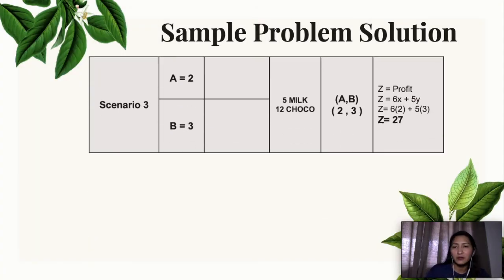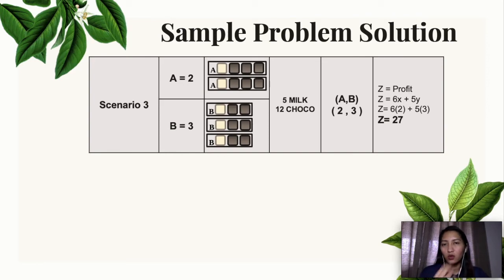And that is, dalawang A at tatlong B. So, kapag dalawang A at tatlong B, ang total raw materials na nagamit mo dito ay 5 milk at 12 na choco. 3, 3, 2, 2, and 2. So, overall, that's 12 choco. So, we have dalawang A, tatlong B. Ang profit niyan ay 6 times 2 plus 5 times 3 is equal to 27 pesos, na mas malaki kaysa dun sa nauna.